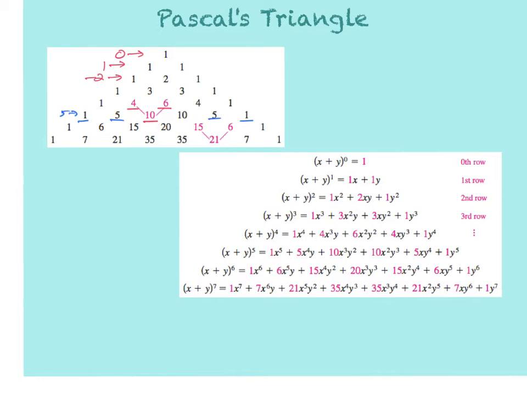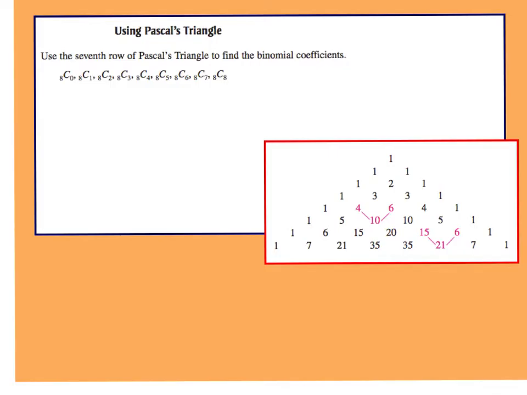Now, you could totally add these things up forever and ever. However, once we get into higher powers, it's not going to be fun to use Pascal's triangle. It's very limited. Now, the first four, totally memorize them. They'll be very useful to memorize. All right, let's play. Here, we're going to use a 7th row Pascal triangle to find these binomial coefficients.